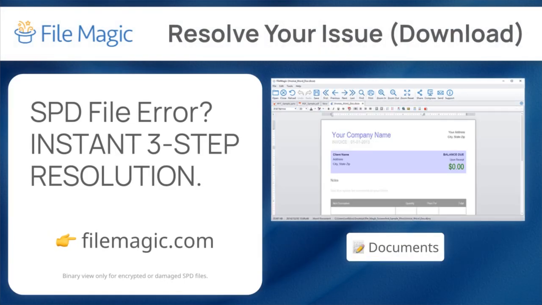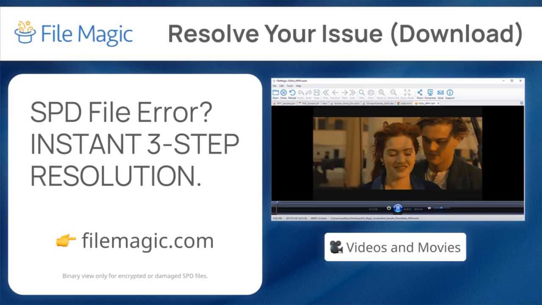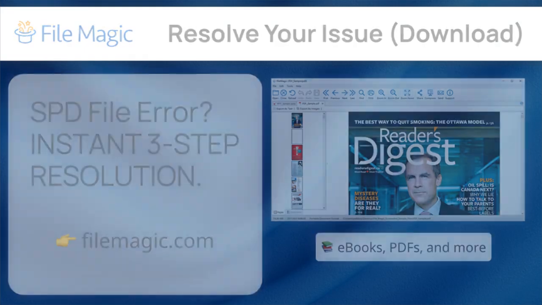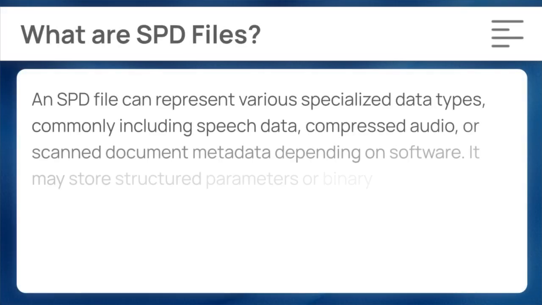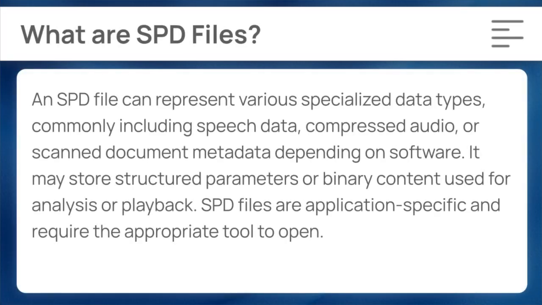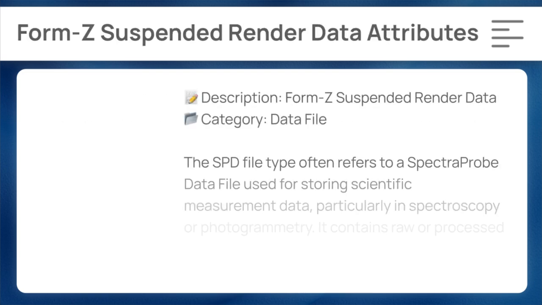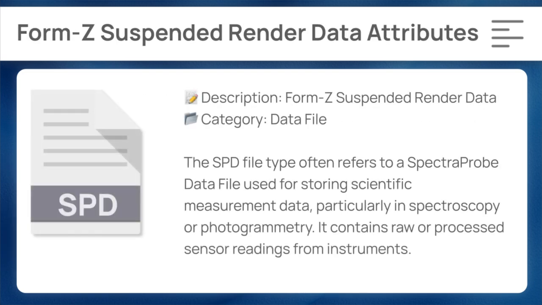We have an unconventional, high success rate method designed for deep format errors. The SPD format operates strictly under the rules set for the data file category. The file is generated in the exclusive FormZ suspended render data format. The SPD file type often refers to a SpectraProbe data file used for storing scientific measurement data, particularly in spectroscopy or photogrammetry. It contains raw or processed sensor readings from instruments.